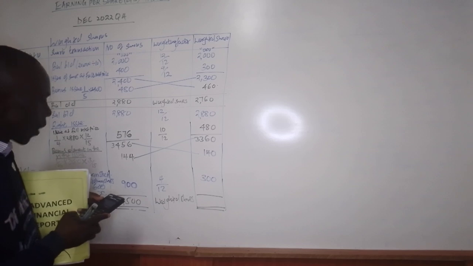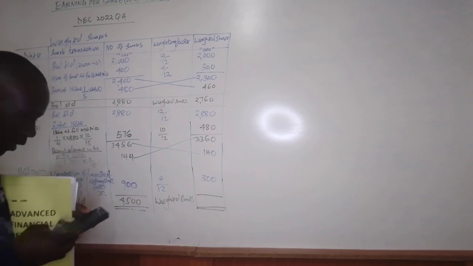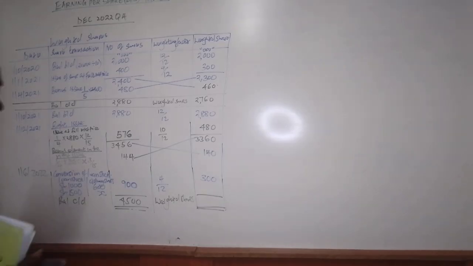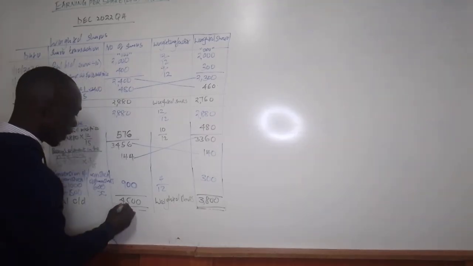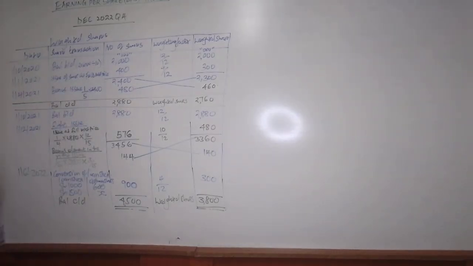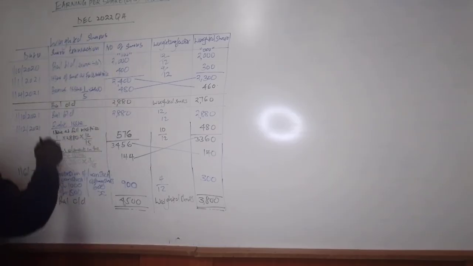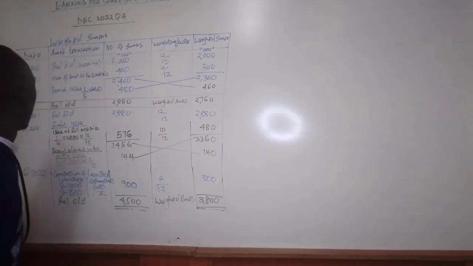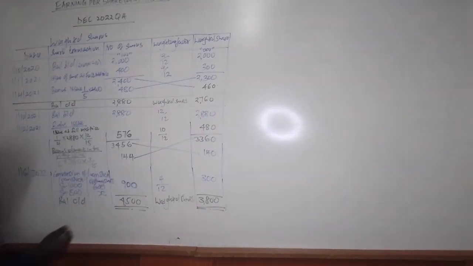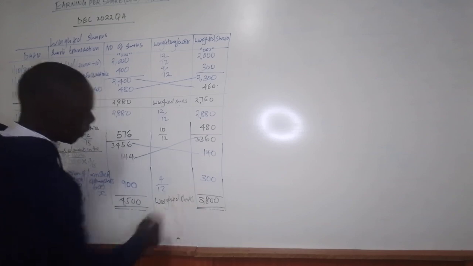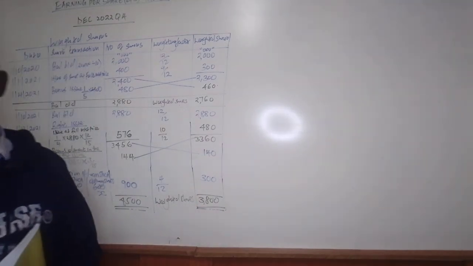60, then you add 140, and also you add 300, which will give us the total of 3,800. So that is the first step. Our first step was to compute the weighted shares. And the weighted shares for the year ended September 2021 is this one. And for the year ended September 2022, these are the weighted shares.